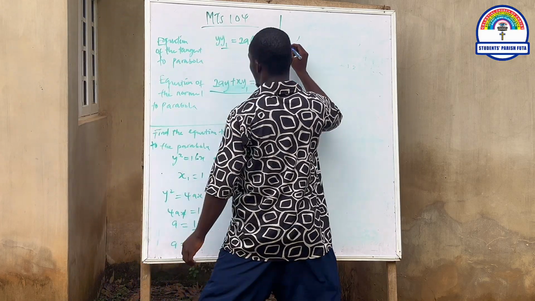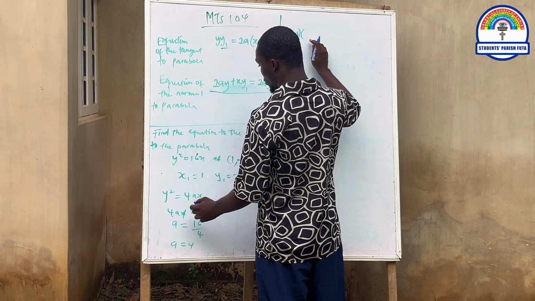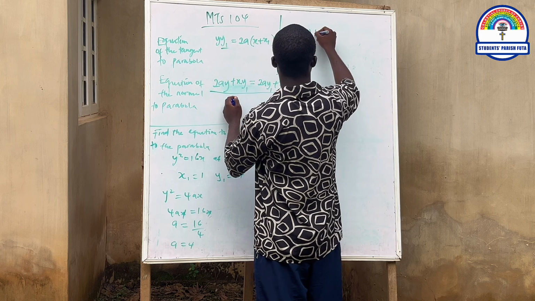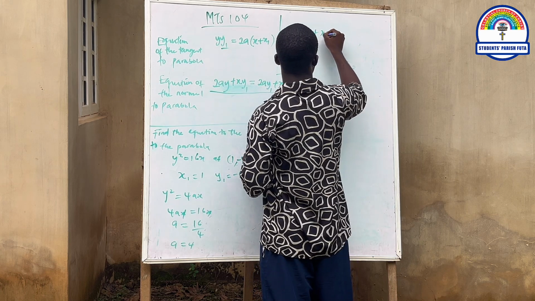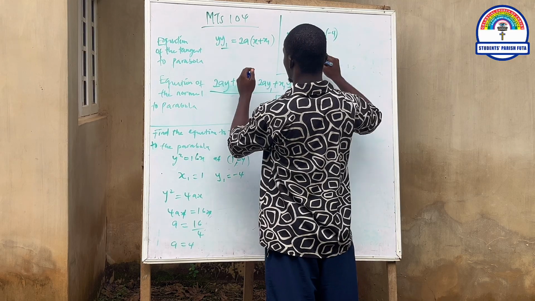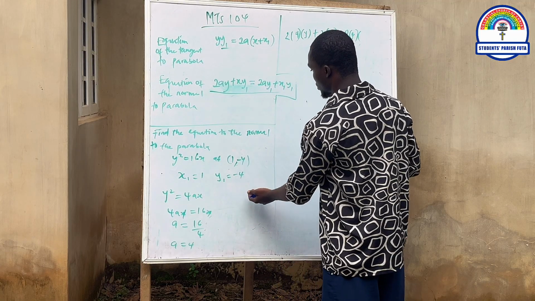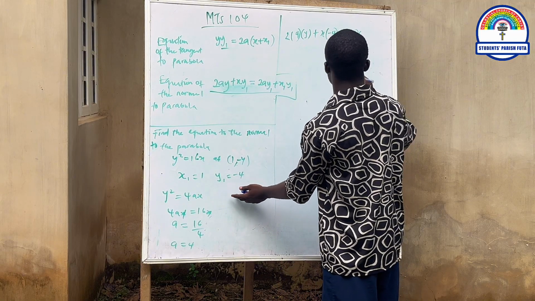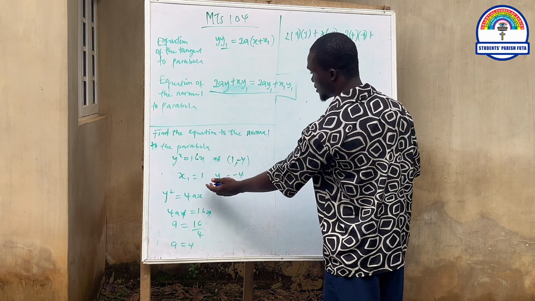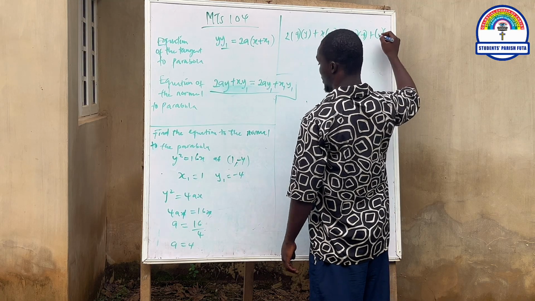You understand? So that's 2 open brackets. What is a? That's 4 open bracket. What is y? y is y. Plus what is x? x is x. That's x open bracket. What is y1? Minus 4. That's minus 4 is equal to 2 open bracket 4 open bracket. What is y1? y1 is minus 4, that's minus 4, plus what is x1? Our x1 is 1, right? That's 1 open bracket. What is y1? Minus 4.